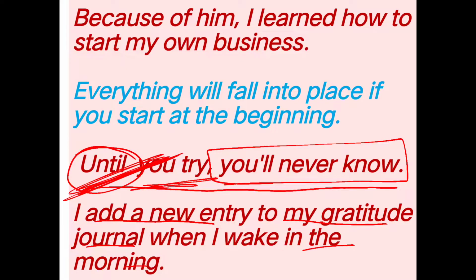Next one is, I added a new entry to my gratitude journal when I wake in the morning. So this word when is working as a conjunction, and I add a new entry to my gratitude journal, this is one complete part. I wake in the morning. So this when is working as a subordinate conjunction here, right? And the kind of the sentence is what? It is a complex sentence, right?